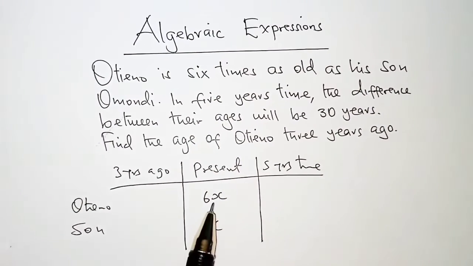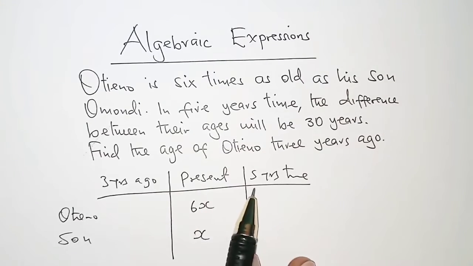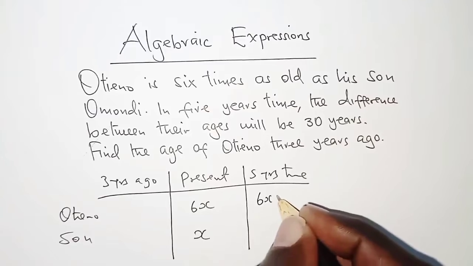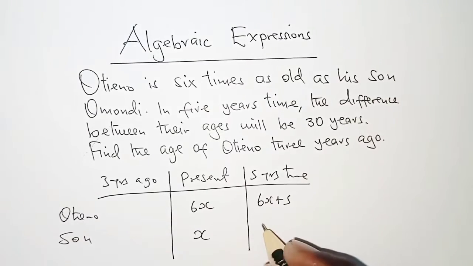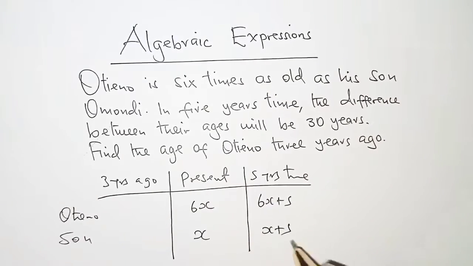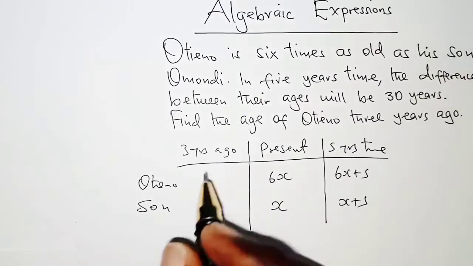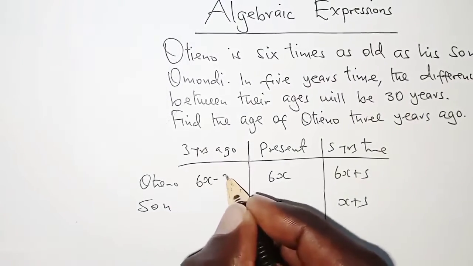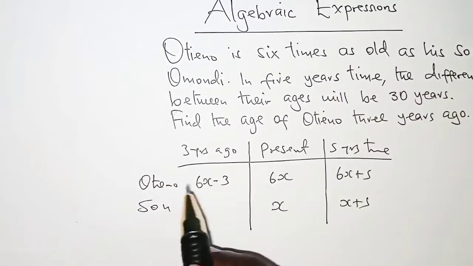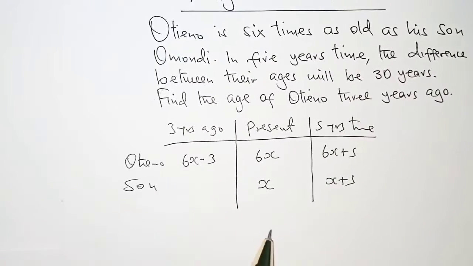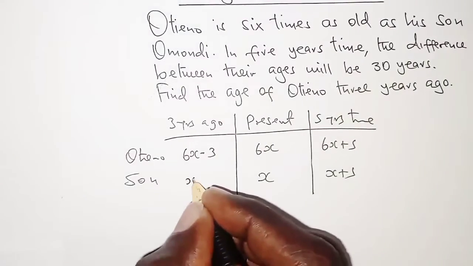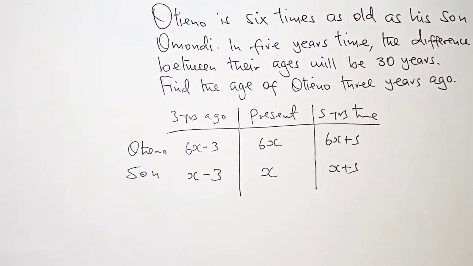So when we travel to 5 years' time, then this will be 6x plus 5, and for the son is x plus 5. 3 years ago, that should be for Otieno, we have 6x minus 3, so you're moving backwards 3 years in time. And then for the son, we'll also have x minus 3.